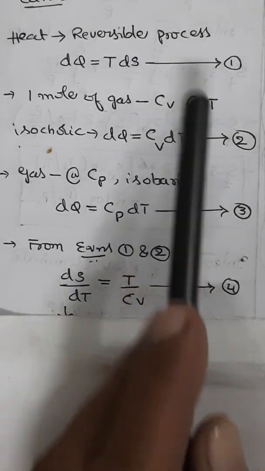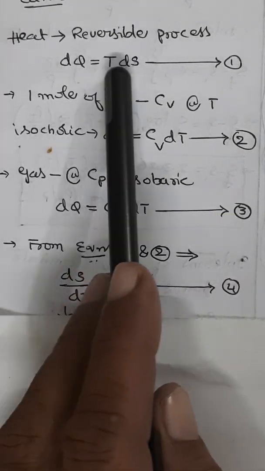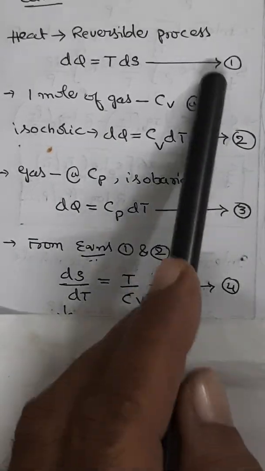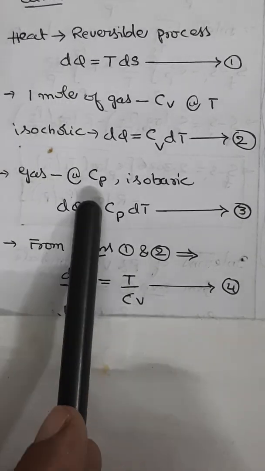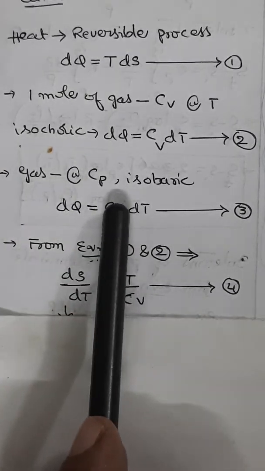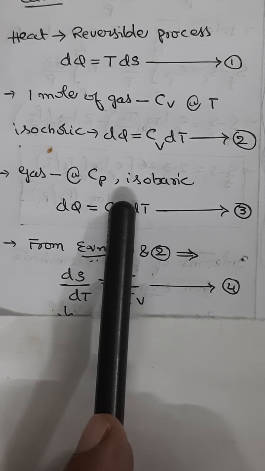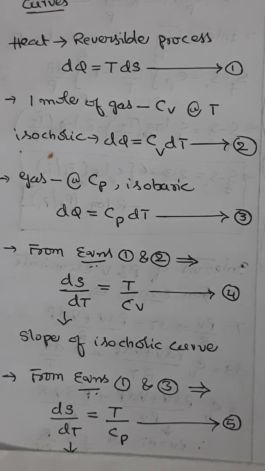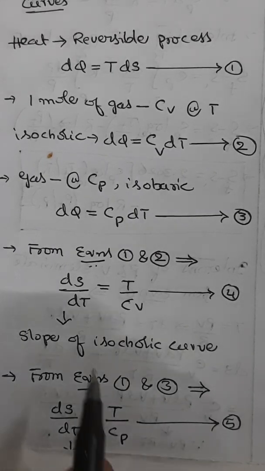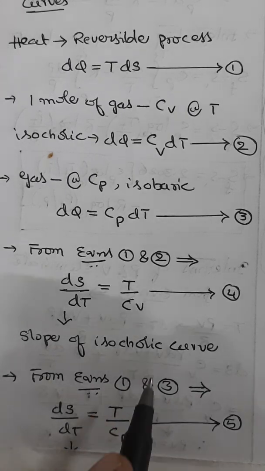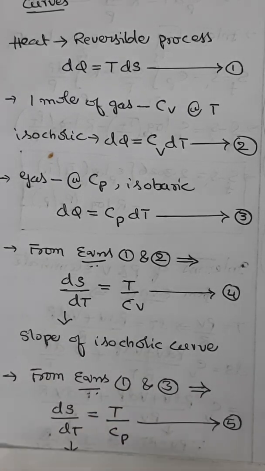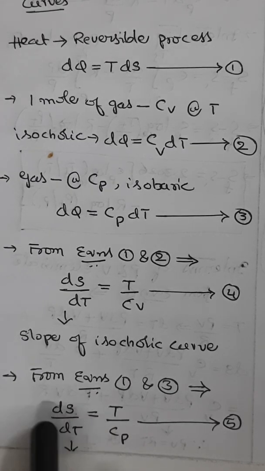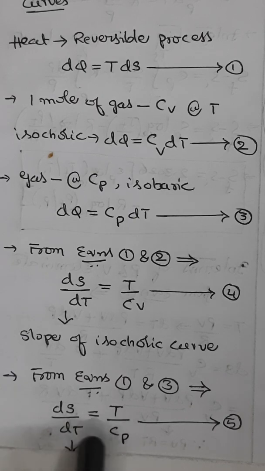Similarly, if you take equations 1 and 3, equation 1 is dq equal to TdS, and equation 3 is dq equal to Cp dT. When you compare these two equations, the left hand side is equal. So therefore you can equate TdS equal to Cp dT. So again you will get the isobaric curve. dS by dT you can write as T by Cp. Here dS by dT gives you the slope of the isobaric curve on the TS diagram.